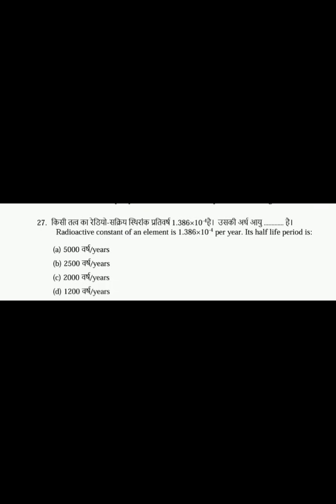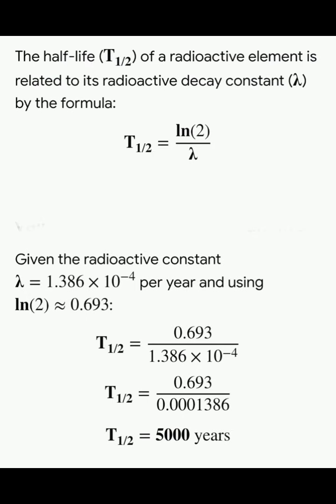Next question: the radioactive constant of an element is 1.386 into 10 power minus 4 per year. Its half-life period is dash. So here the half-life can be defined by the equation T half is equal to ln2 by lambda. We know lambda is equal to 1.386 into 10 power minus 4.